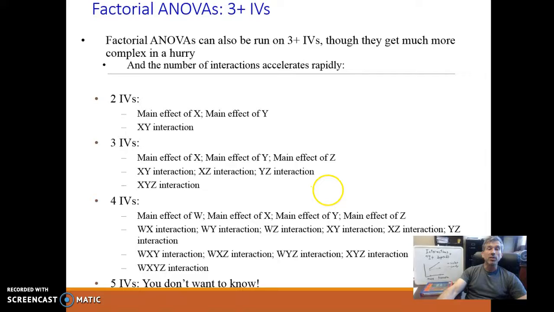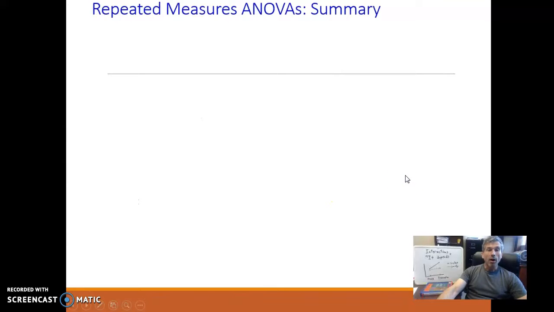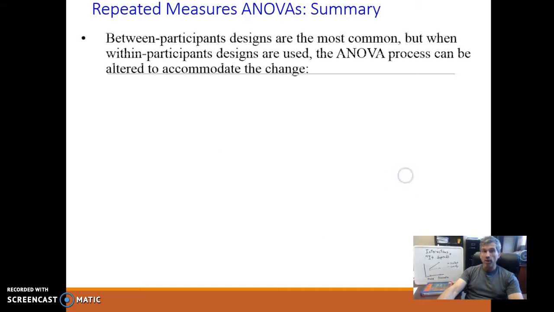Parsimony is important. We use the simplest design we can. Usually people don't go above three factors. That's usually about the max. Once in a while you'll see a little more complicated one. All right, so that's the end of our actual content. Let's wrap up the module and the unit by summarizing things.